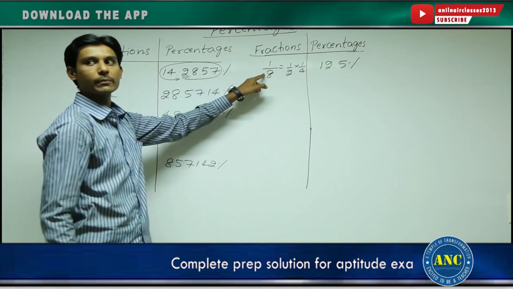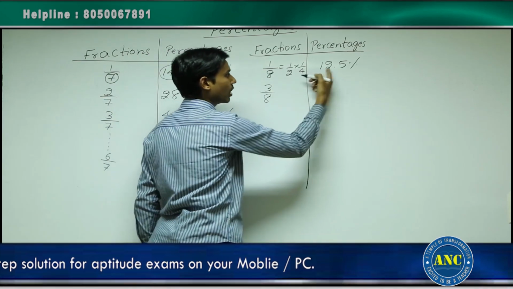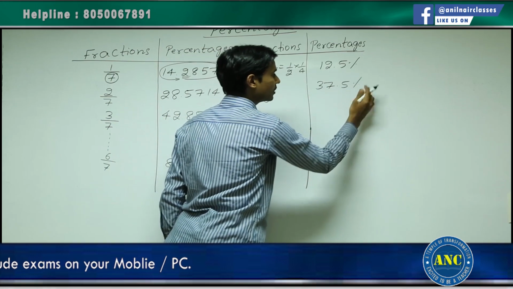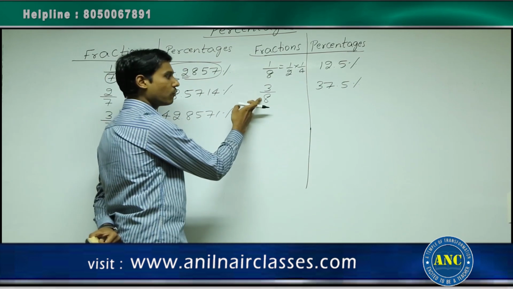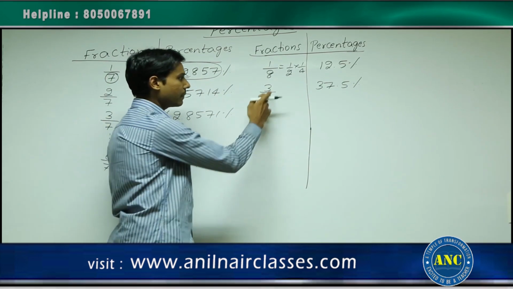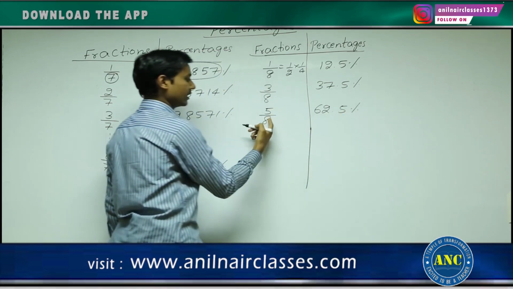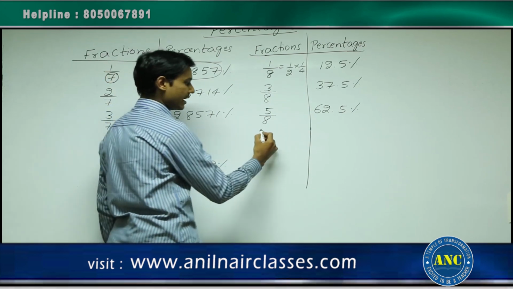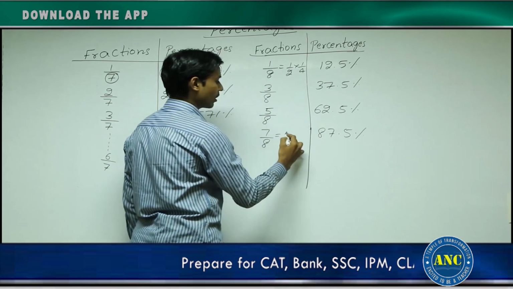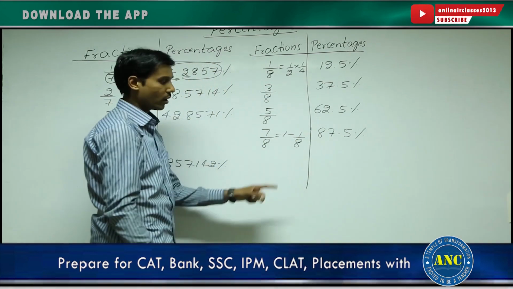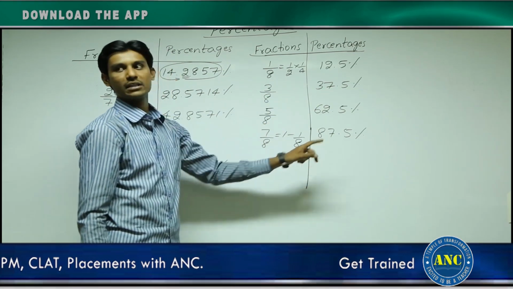Similarly, 2 by 8 is nothing but 1 by 4. We already wrote it. 3 by 8 is nothing but 3 into 12.5, which is 37.5 percent. This is one of the most repeated fractions in competitive examinations. If I increase the numerator, 4 by 8 is 1 by 2, already written. 5 by 8 is 5 into 12.5, which is 62.5 percent. 6 by 8 is 3 by 4, already written. 7 by 8 is 7 into 12.5, which is 87.5. Or I can also write 7 by 8 as 1 minus 1 by 8. 1 is 100%, 1 by 8 is 12.5%, and 100 minus 12.5 is 87.5%.